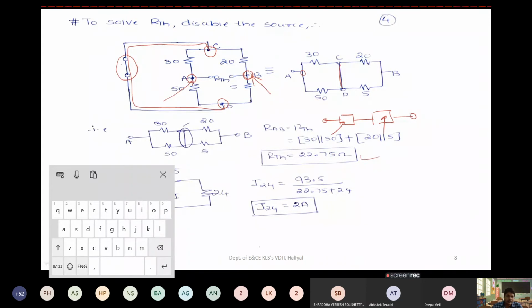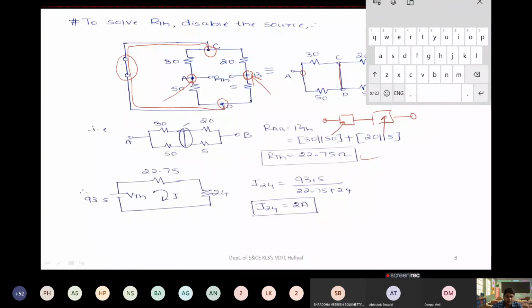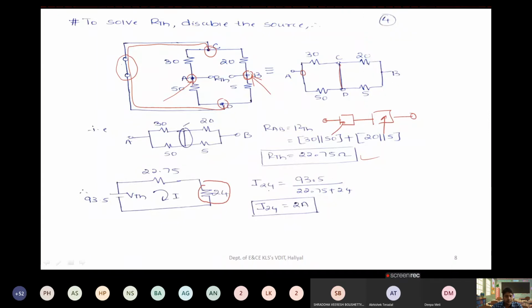Once you find VTH and RTH, the next step will be very simple. Just find the current through the desired resistor. The desired resistor is 24 ohms. So that will be again the same thing.